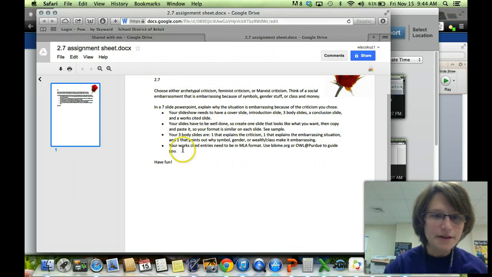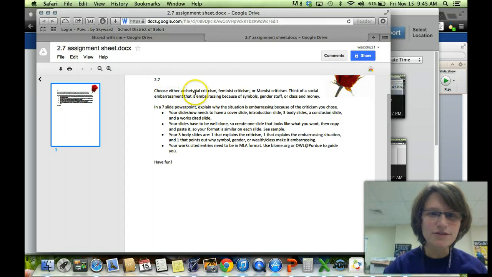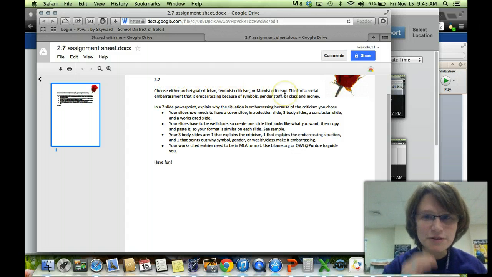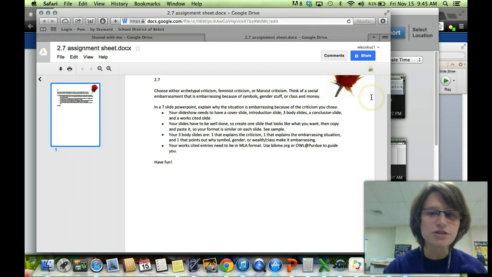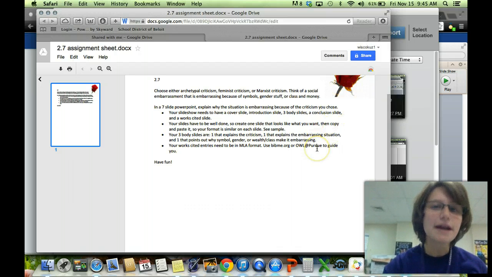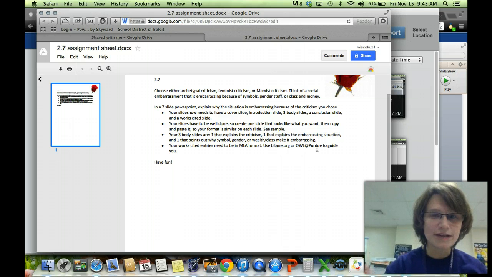Okay, so here are the directions. Choose either, don't do archetypal, just do feminist or Marxist criticism. Think of a social embarrassment, and it's embarrassing because of gender or class or money, okay? So we kind of went over this yesterday. If you were absent yesterday, then what you need to know is what each slide does.